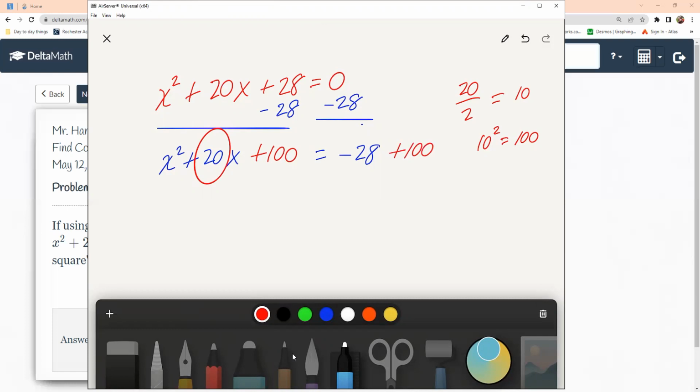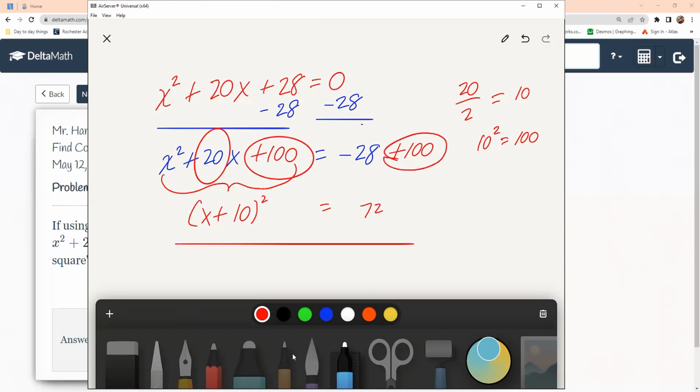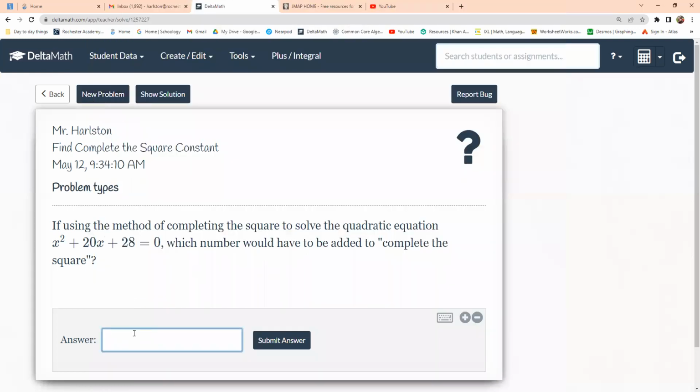Now, this is now a perfect square. And in fact, I can factor it. It'll be x plus 10 squared equals, what is this? 100 minus 28 is going to be 72. And so this is what I needed to add to both sides. So that's what I would put down here. I would put 100 is what I need to add.